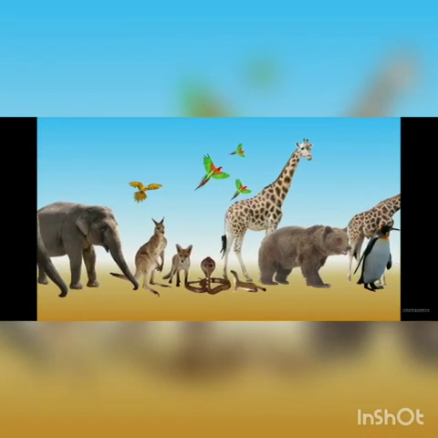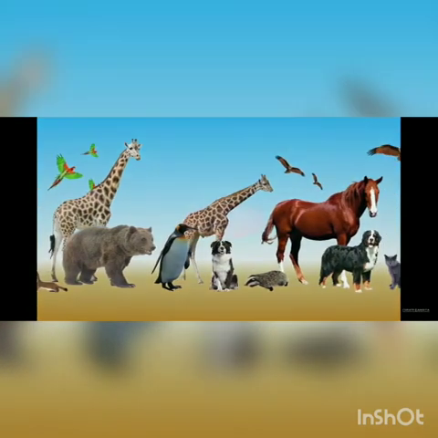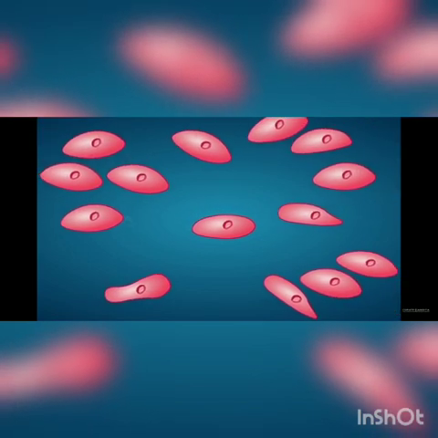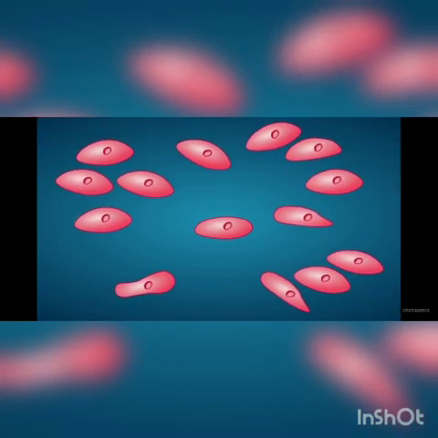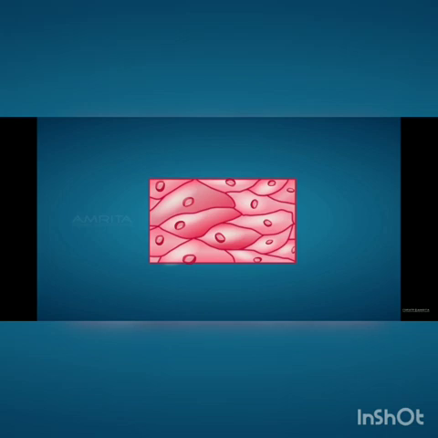Cells join to form tissues. Tissues join to form organisms. All organisms are made up of cells. A group of cells with the same structure that perform the same function is what we call a tissue.